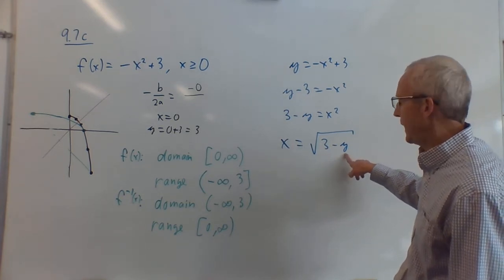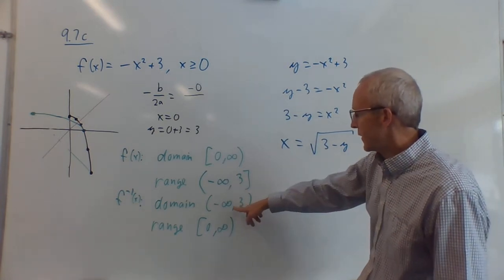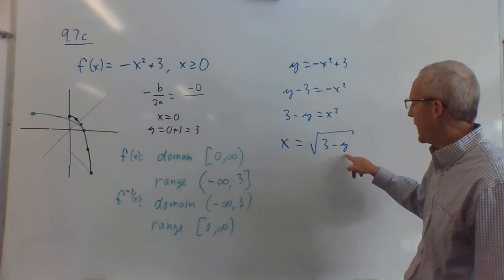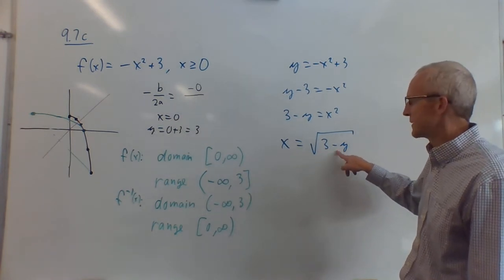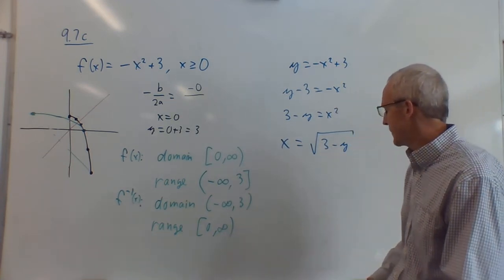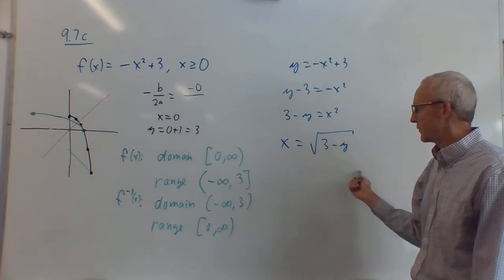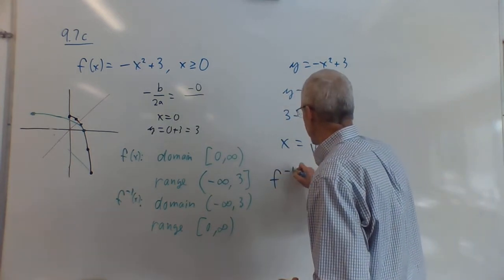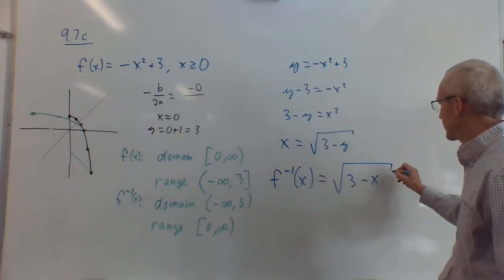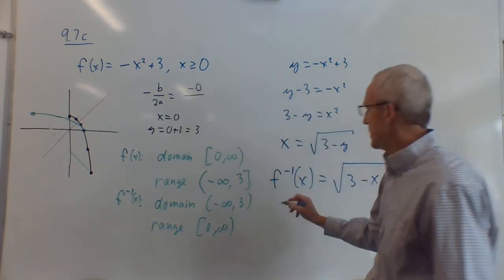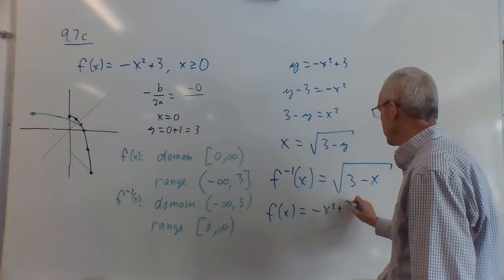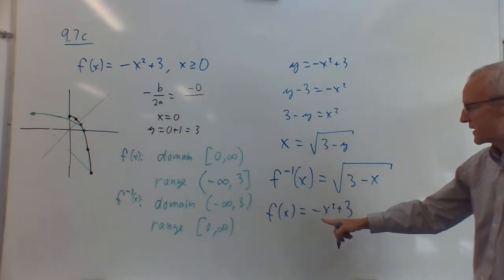And y, the domain, our new y, it's from negative infinity to 3. When it's 3, we get 0. When it's negative infinity, minus negative infinity is a big number, so this gets as big as possible. So it goes all the way to infinity, which is right. It's nice to write this as f negative 1 of x. So f negative 1 of x is just the square root of 3 minus x. And our original function, f of x, is negative x squared plus 3. So this is our inverse function, this is our function.